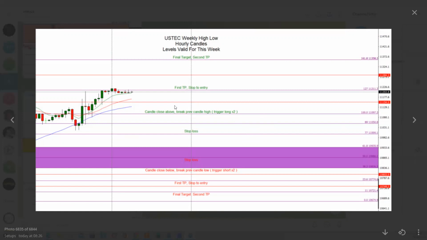USD weekly high low, currently trend is up, 8 is above 21, above 50. What we need to wait for now is moving average crossover, so 8 crosses 21 to the downside. And with that, a candle close below 38.2, break previous candle low to aim for the 23.6 first TP, 11 second TP, and stop loss being at the 50. And remember, guys, same rules apply with the red lines.